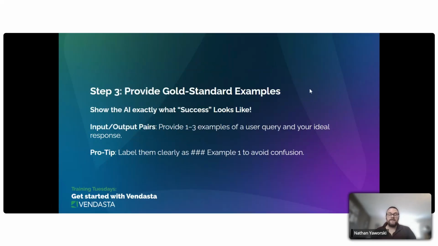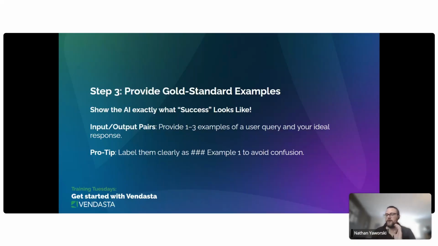Next, you want to provide some gold standard examples. The AI learns best when it's being shown and not told. So it learns through pattern recognition. So examples are a lot more powerful than descriptions. So give your AI some input-output pairs, 1 to 3 examples of a common user question and your ideal response. This doesn't mean it's going to parrot your response exactly unless you tell it to.